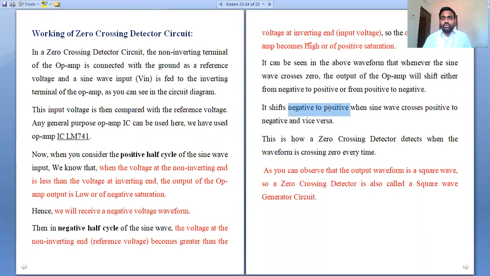From negative to positive sine wave, or from positive to negative sine wave, the zero crossing detector will detect the waveform whenever it is crossing from the positive peak to the negative peak, or crossing through the zero condition. This type of output waveform is mostly observed in applications like square wave generators and frequency counters.